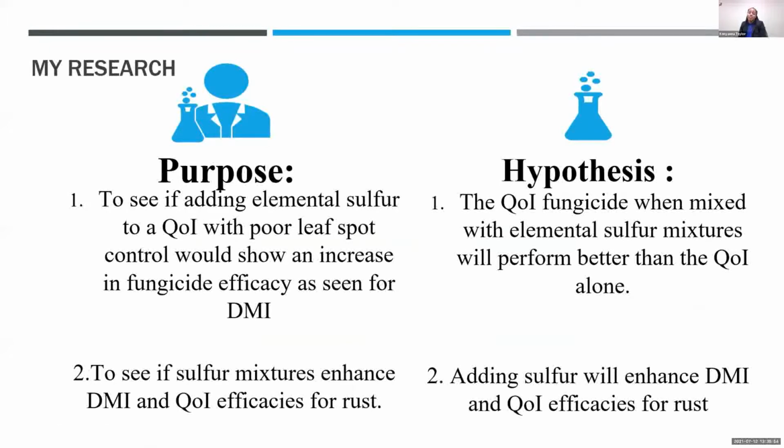So now we're going to get into my research. I had 2 questions: to see if adding elemental sulfur to a QoI with poor leaf spot control would show an increase in fungicide efficacy as seen for the DMI, and second, to see if sulfur mixtures enhance DMI and QoI efficacies for rust. And the corresponding hypotheses: the QoI fungicide, when mixed with elemental sulfur, will perform better than the QoI alone. And the second, adding sulfur will enhance DMI and QoI efficacies for rust.